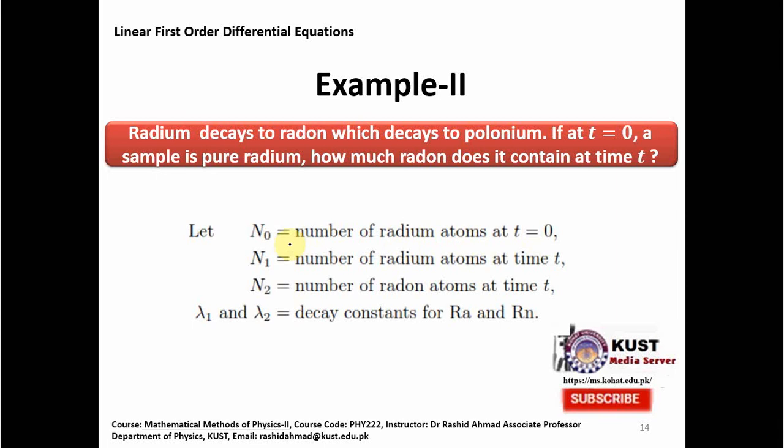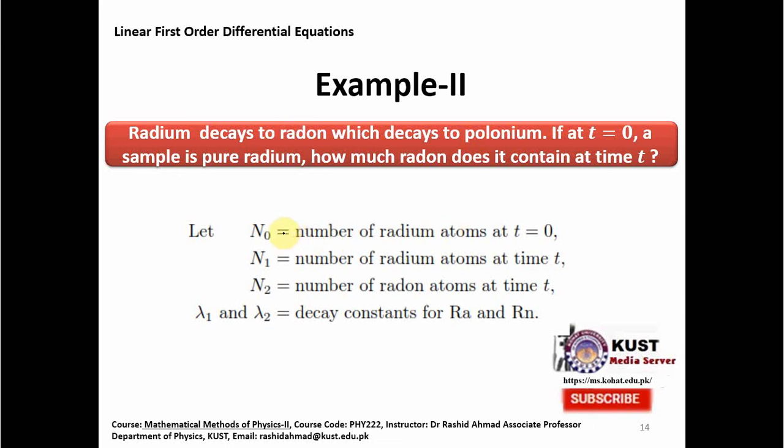So let the number of radium atoms present initially, that is at time t equal to 0, be n naught, n1 the number of radium atoms present at time t, and n2 the number of radon atoms present at t. Because it's a radioactive process, we have a number of atoms of the radium sample, which is the parent nuclei, but then it decays into radon, and radon is also radioactive and it decays into polonium.